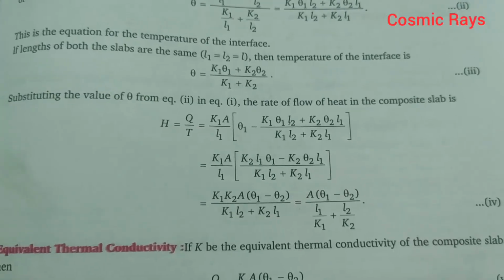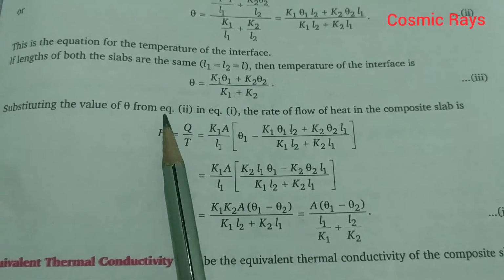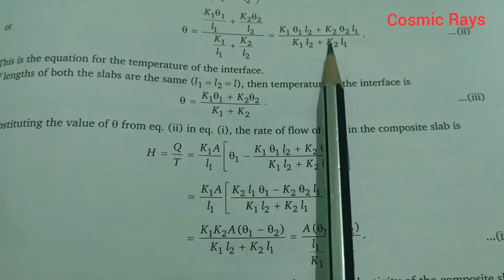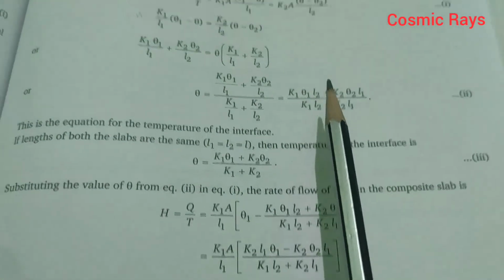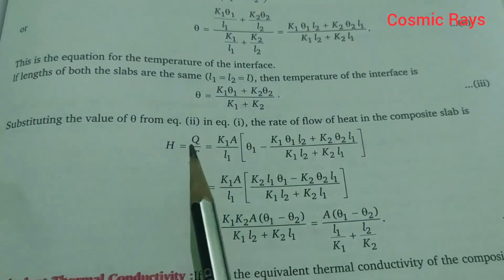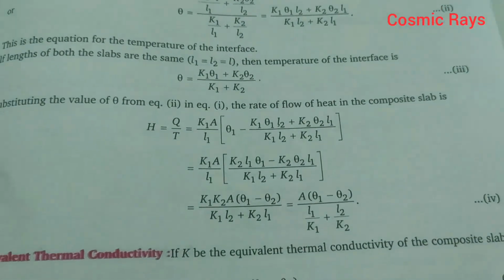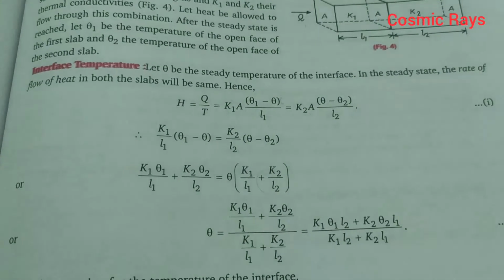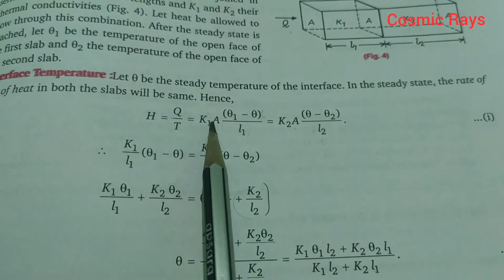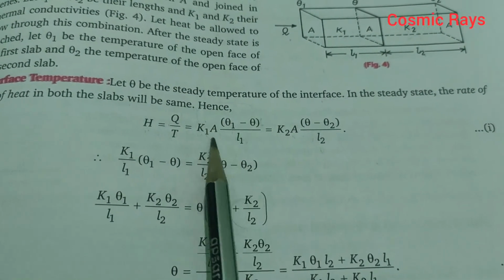So after finding the temperature of the interface, that is theta, if we substitute the value of theta from equation 2 in the first equation, then we can find out the value of H, that is the heat transferred. Now for that we have a look at equation 1. We will be assuming H equal to Q upon T equal to K1A (theta 1 minus theta) upon L1. We will be considering only this equation.